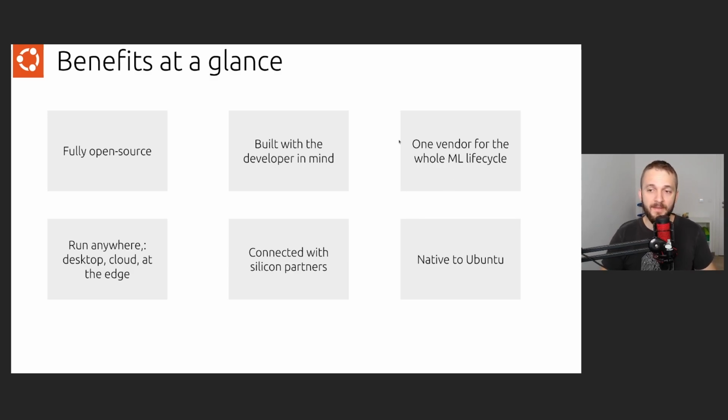One vendor for a whole ML lifecycle is another great benefit of it. Because you can just use the capabilities of the Data Science Stack to run workflows on top of, let's say, NVIDIA and also Intel. It runs anywhere: on desktop, cloud, at the edge. It's a snap, so you need to have an environment which supports installing snaps, because we are using the advantages of snaps, as it's self-contained and it's secure. So that's another great advantage of Data Science Stack. And it's connected with silicon partners, right? So we are developing this also with the graphics card vendors, as I was saying. And it's native to Ubuntu, but it's running also outside of Ubuntu, right?